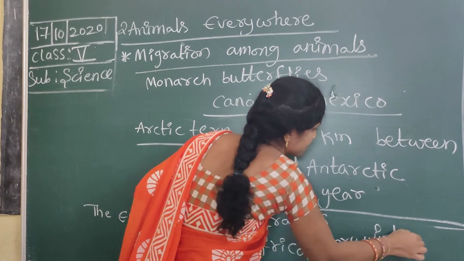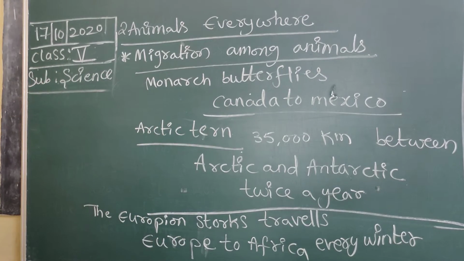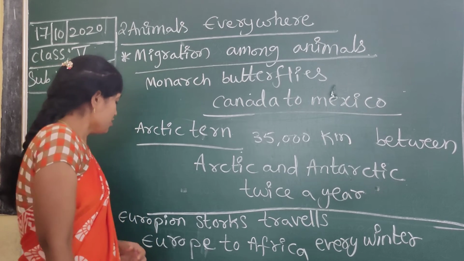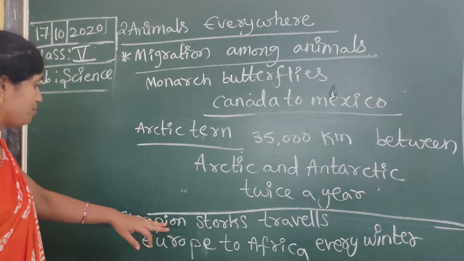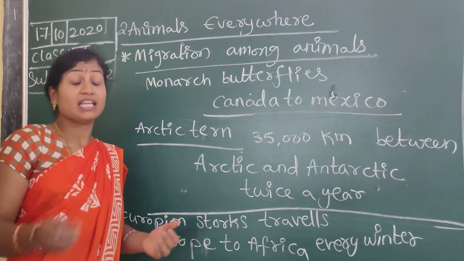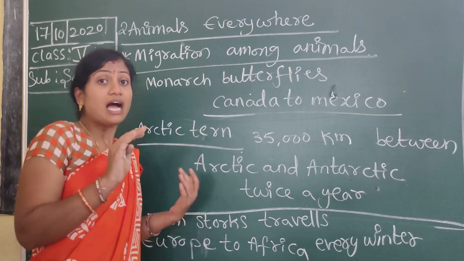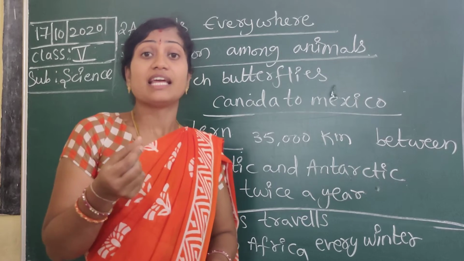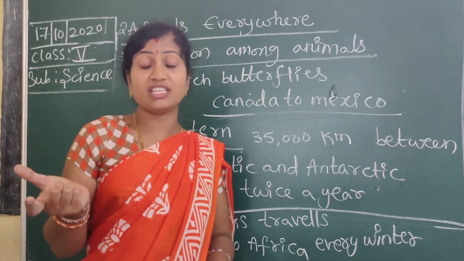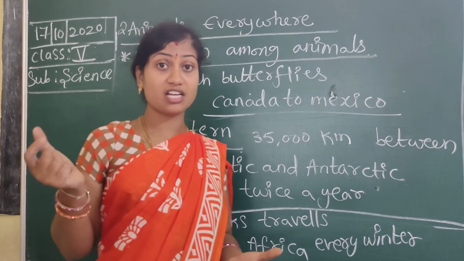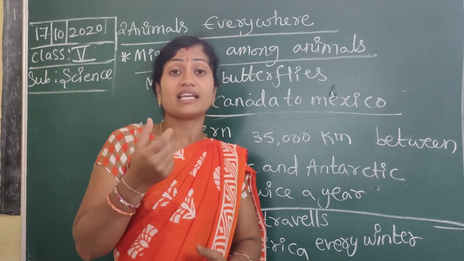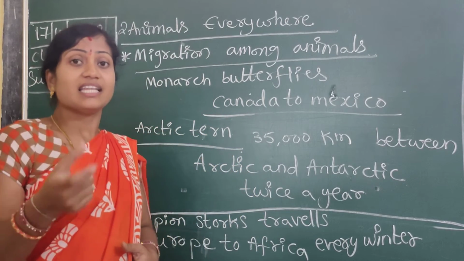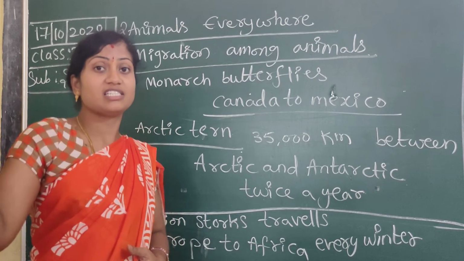Every winter, okay children, the European storks travel from Europe to Africa. Different types of birds and animals can migrate. They move in mass movements from one place to another. They can search for food, they can escape the harsh weather, and they can breed. They can move very long distances.